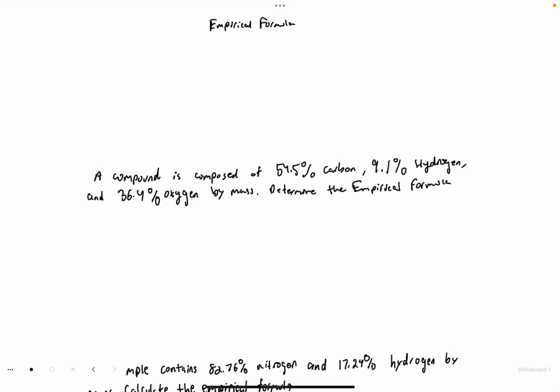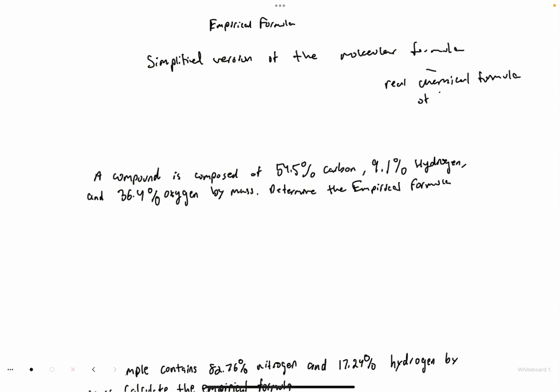Welcome to the empirical formula lesson. The empirical formula, in short, is the simplified version of the molecular formula, and the molecular formula is really just a real chemical formula of the compound.